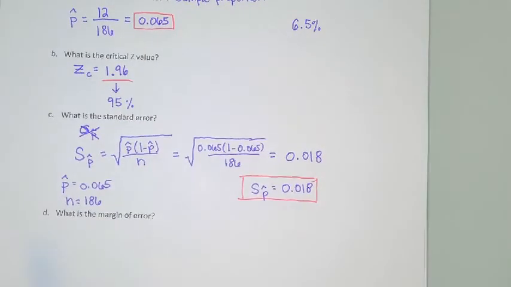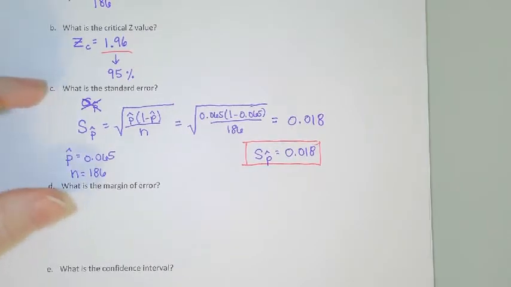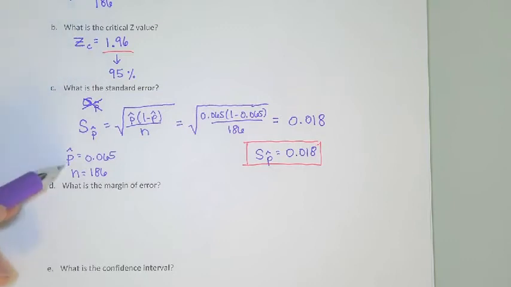Okay, moving on to part D. Part D is asking what is the margin of error. It's important that you know there is a difference between the standard error and the margin of error and how to calculate each of those.